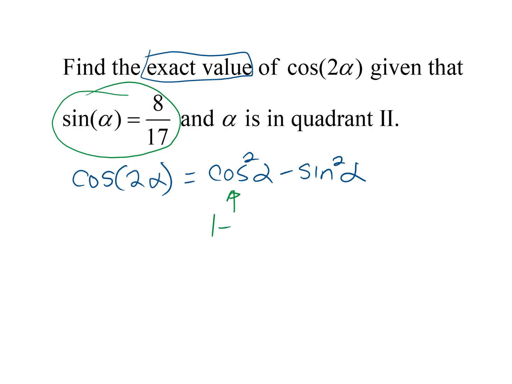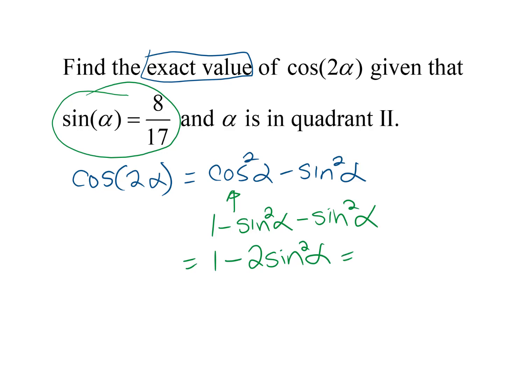So we're going to put 1 minus sine squared alpha in for cosine squared alpha using a Pythagorean identity, and then we have another minus sine squared alpha. So that was another version of the double angle formula for cosine. If you don't have them memorized, you can just easily figure it out with the Pythagorean identity. So cosine 2 alpha equals 1 minus 2 sine squared alpha.